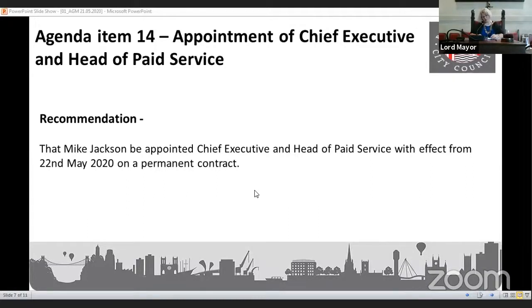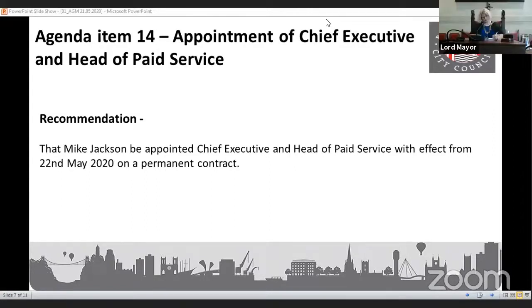You are voting on the motion on the table. I would like to ask Councillor Hickman, on behalf of the Labour Group, how would your councillors vote? For. Thank you very much indeed. Councillor Weston, on behalf of the Conservative Group, how do your councillors vote? The Conservative Group votes in favour.